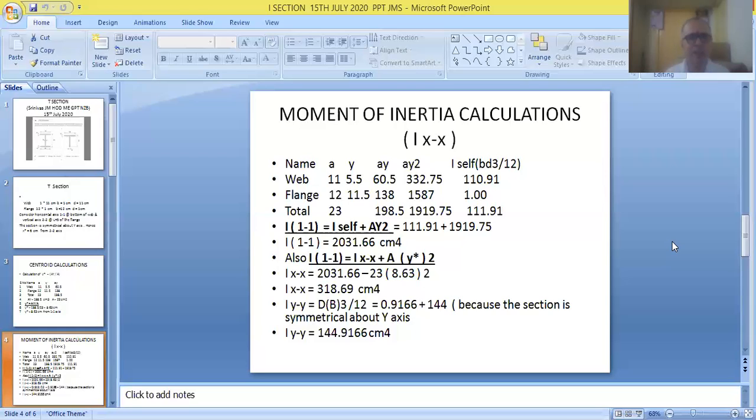These are the questions to be answered in the examination. You have to find out the value of X bar, the value of Y bar, the value of IXX, and the value of IYY. We have calculated all these figures in all these slides. We got the value of X bar, the value of Y bar, and here we got the value of IXX and also the value of IYY.